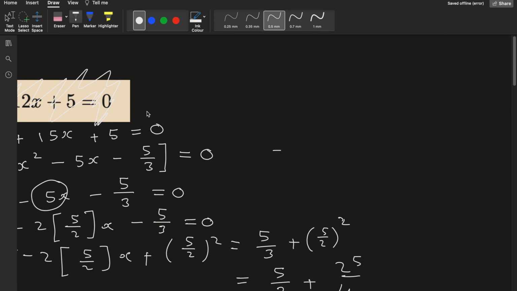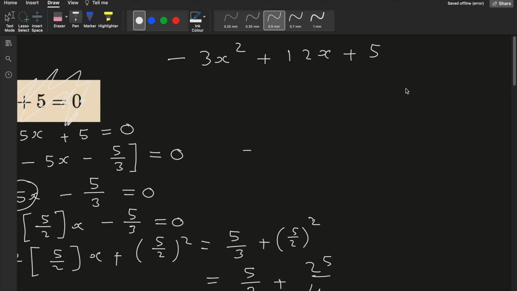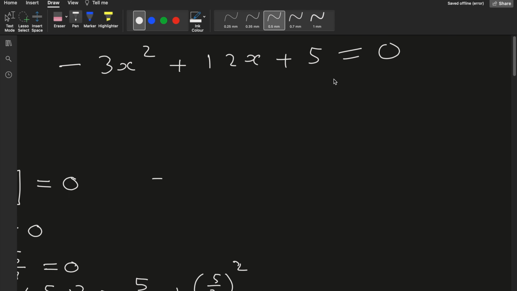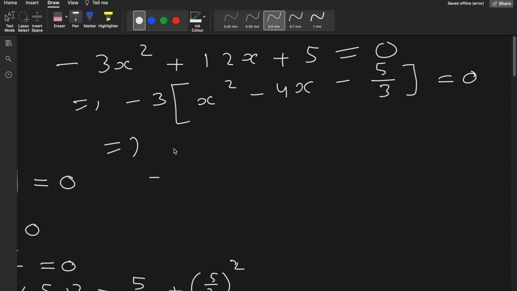If you want, we could solve this also. I'll just do that right now. So that would be 3x squared plus 12x plus 5 equals 0. This implies that minus 3 into (x squared minus 4x minus 5 divided by 3) equals 0, implies that x squared minus 2 into 2x, because 4 divided by 2 is 2, minus 5 divided by 3 equals 0.